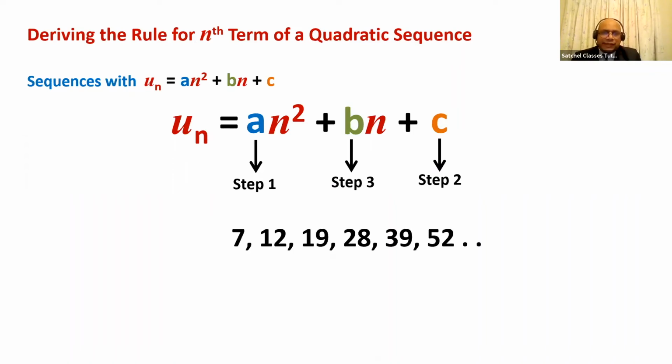Let's look at a sequence: 7, 12, 19, 28, 39, 52. Now, how do we go about finding the rule for this sequence?